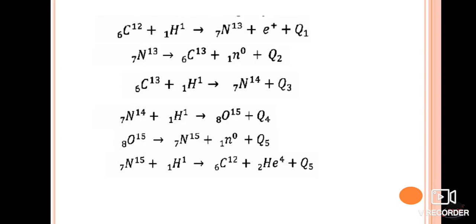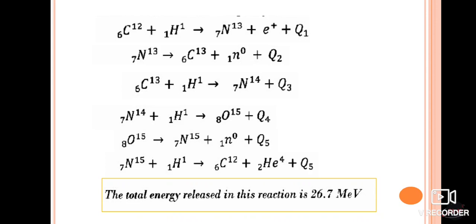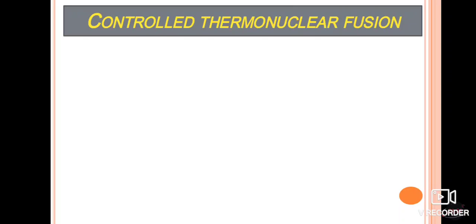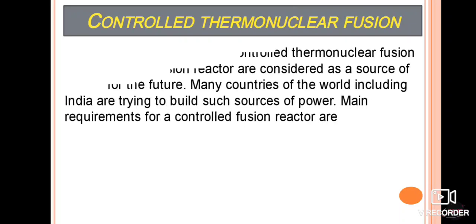This type of process takes place in the stars as well as the sun, and the amount of energy released here, the total amount of energy in this process, is 26.7 MeV. Similarly, the last topic of this chapter is the controlled thermonuclear reaction. Whatever nuclear fusion we are using, the controlled thermonuclear reaction or thermonuclear fusion, what is that? Just we can see here.